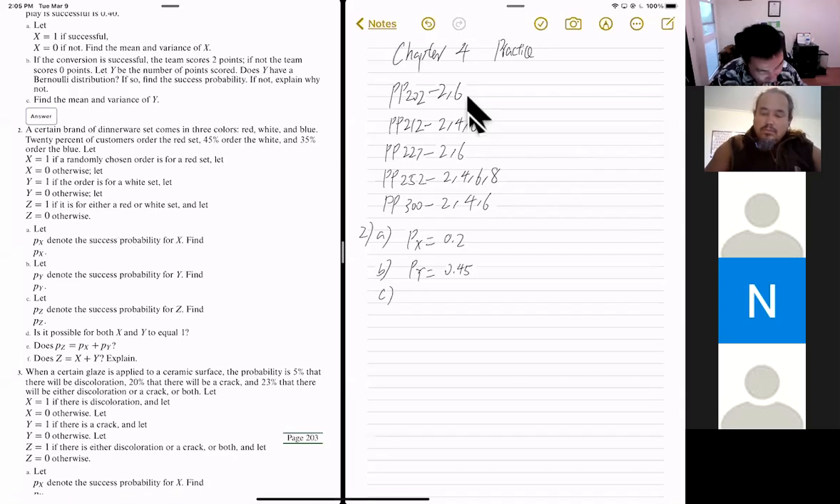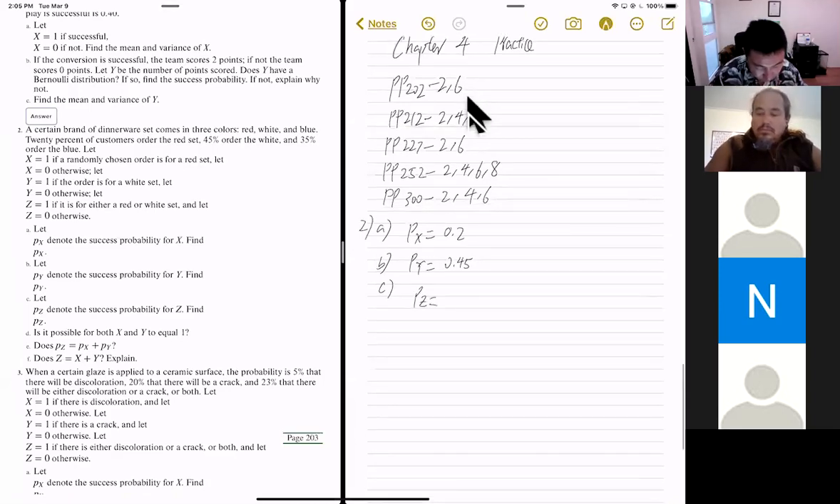Sure. So either red or white. Okay. So for white, the probability is 45%. And for red, it is 20%. So it's 0.2 plus 0.45. So that is 0.65. Okay, so the color could either be white or red, if z equals 1. Okay, so that is 65%, right? Okay. So far it's easy.